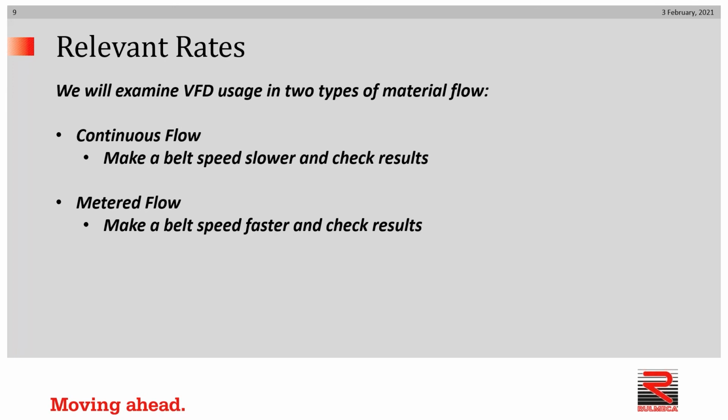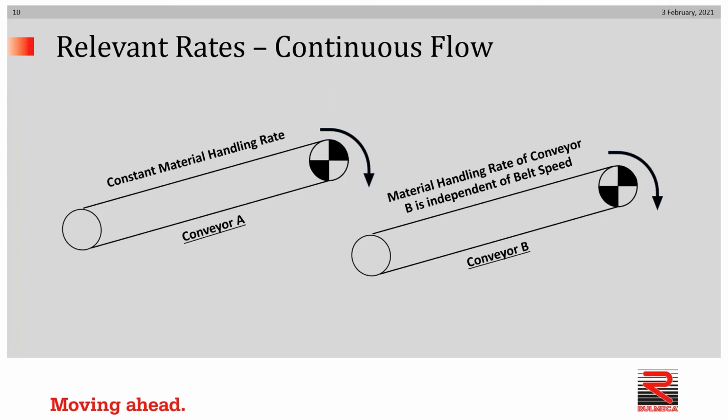We'll take a look at 4 different examples, 2 of them in continuous flow applications and 2 of them in metered flow applications. In the case of continuous flow, we will make a given belt speed slower and then check powers, both the required and available. And in the metered flow example, we will make a belt speed faster and check both the required and available powers.